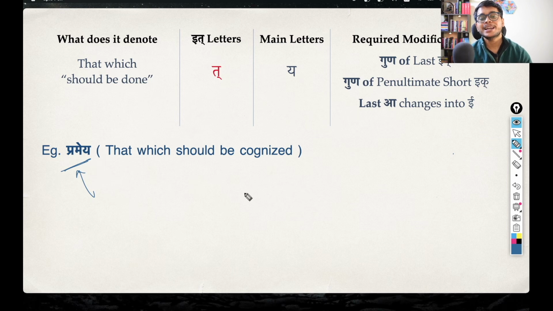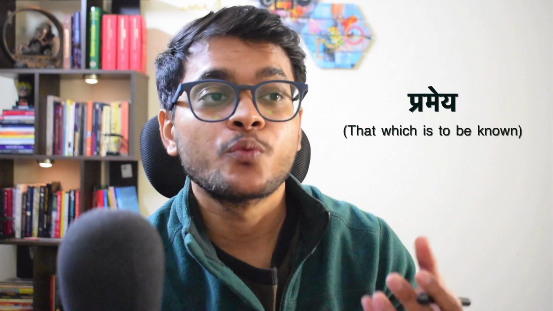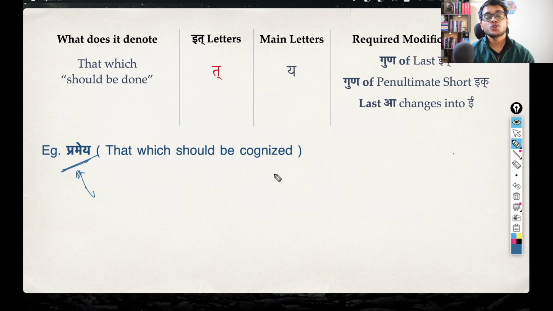Prameya means that which should be cognized. And you will find the mention of this word in Nyaya Darshan, because when Nyaya Darshan talks about knowledge and the cognition of knowledge, then you have this word prameya. Prameya is that about which we are going to have the knowledge. It is that subject matter of which we are going to have the knowledge. Okay. So from where are we getting this word, this pratipadika?